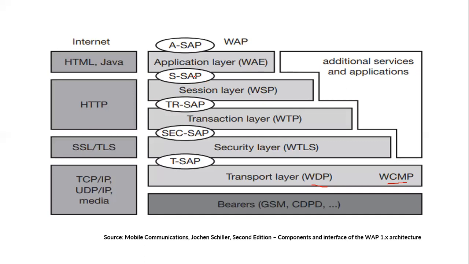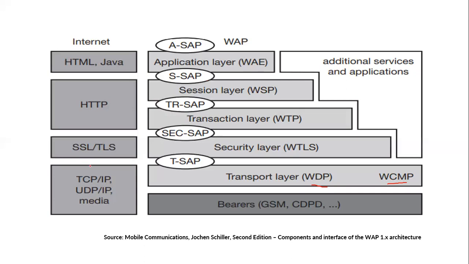And finally, we have the application layer, with the protocol WAE, wireless application environment. It offers a framework for the integration of different World Wide Web and mobile telephony applications. So this is how the WAP architecture or WAP layers were defined.